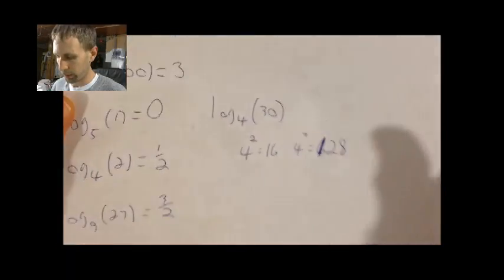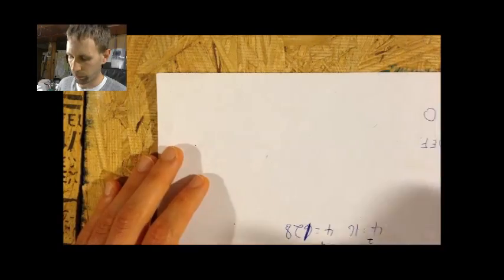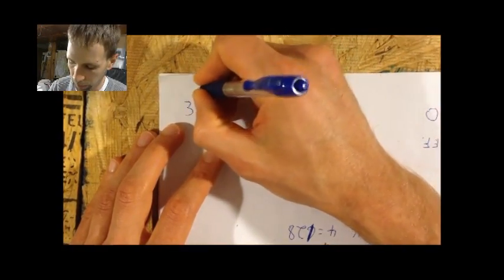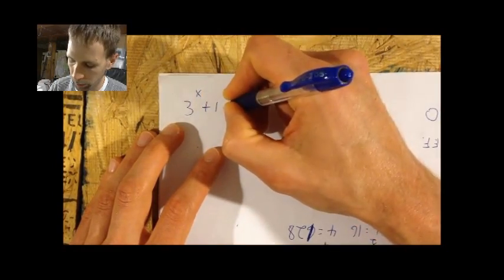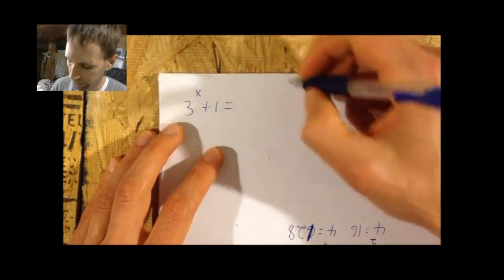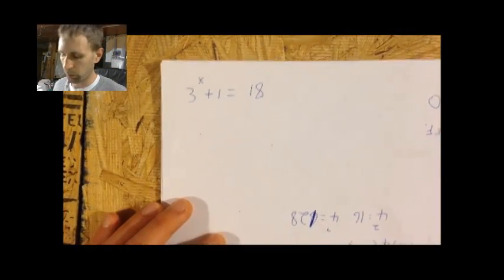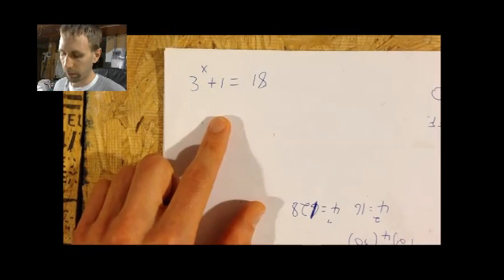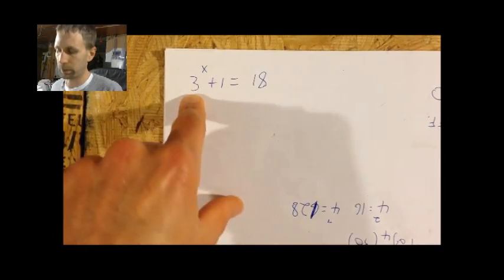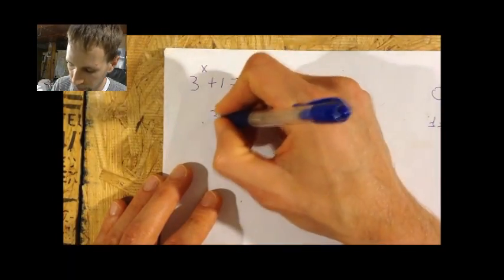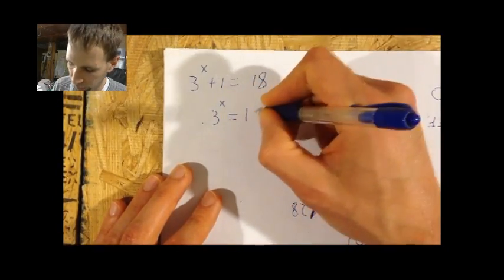A primary use of logarithms is solving exponential equations. So for example, if you come across something like 3 to the x plus 1 equals, let's say, 18, and we say solve for x, you just undo the operations until you get down to the exponential part. So you subtract 1 from both sides, and it gives you 3 to the x equals 17.